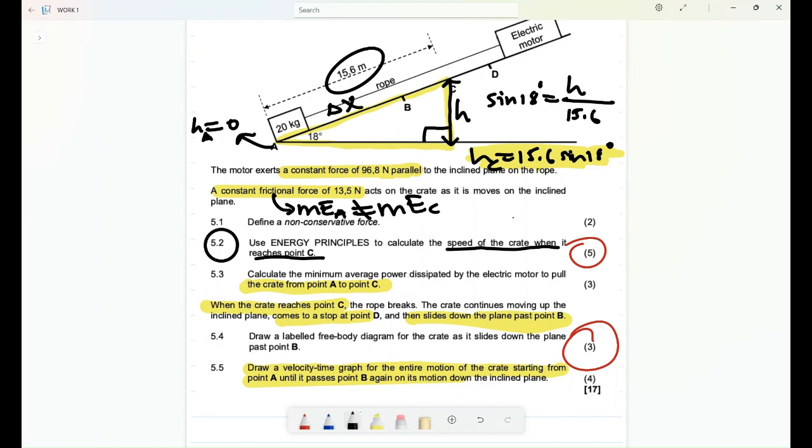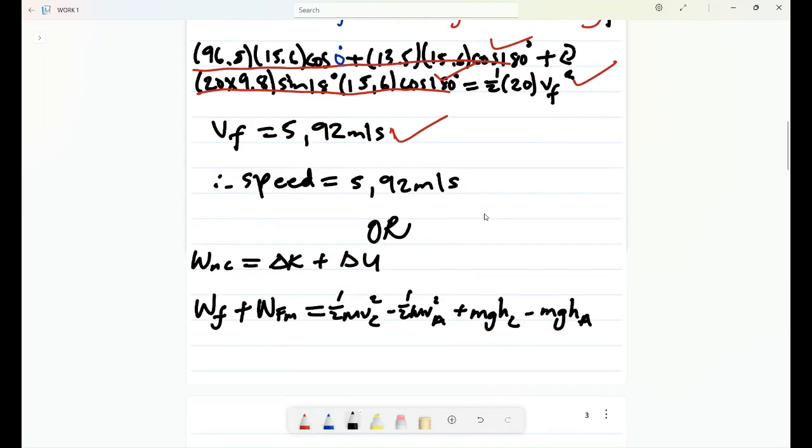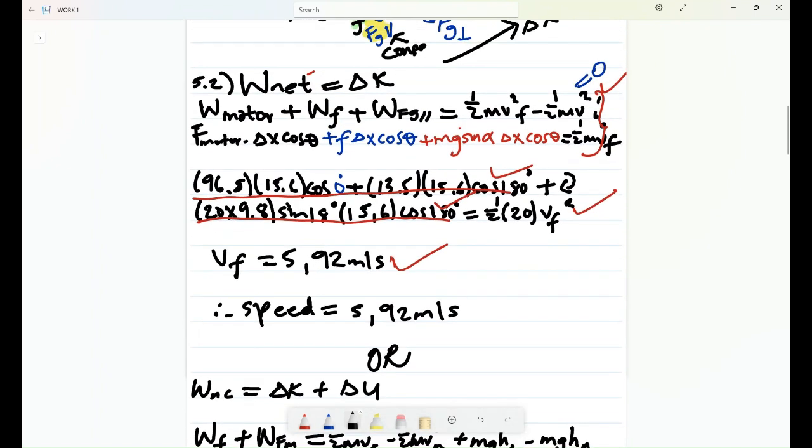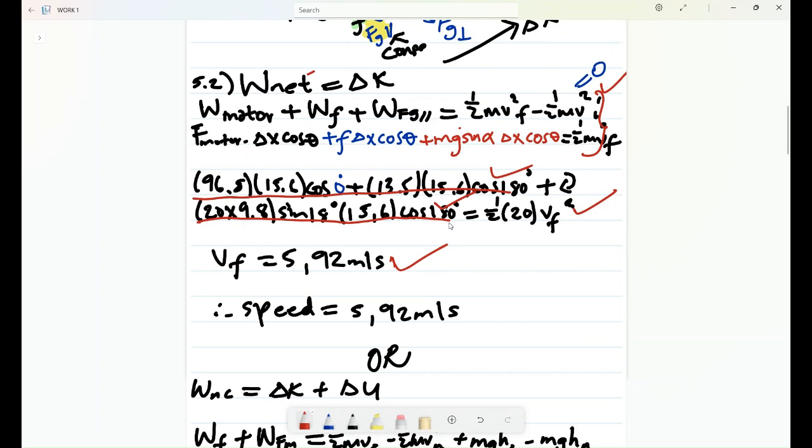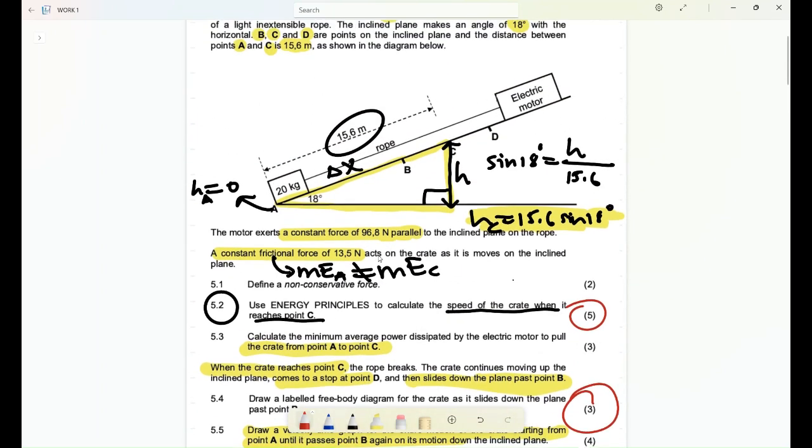So, before I substitute, I want you to realize something. You'll see when I substitute. Please agree with me that my initial velocity here was 0.